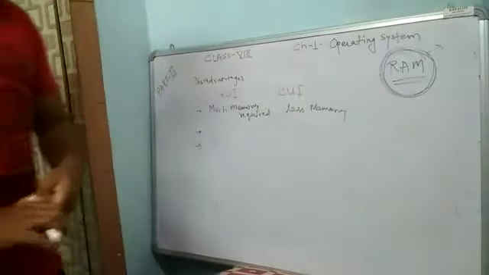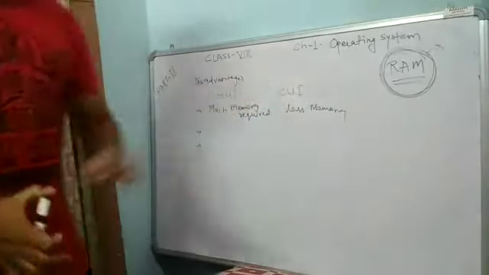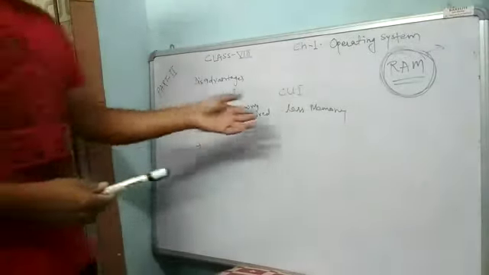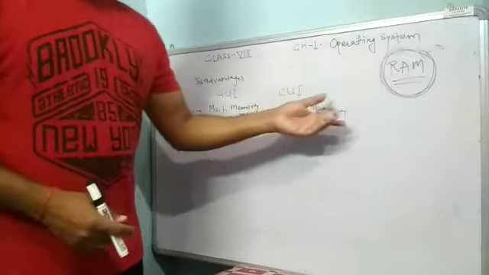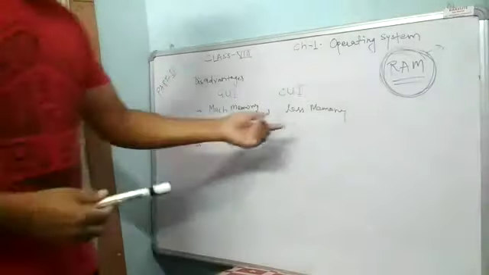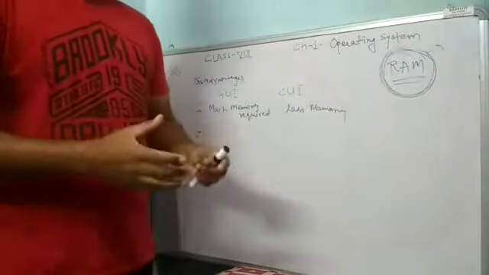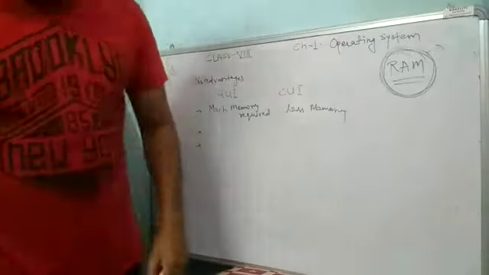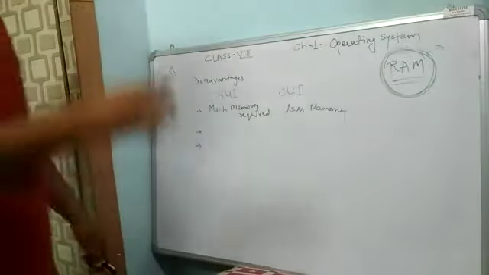But on the other hand, CUI is not a graphical user interface, so it does not require much memory on the RAM, so it can work with less memory, so the system performance remains maintained.